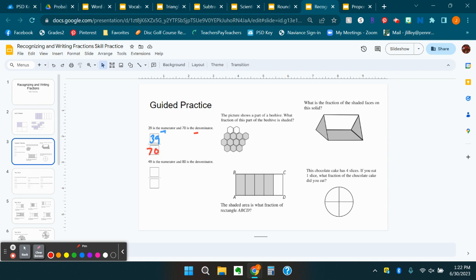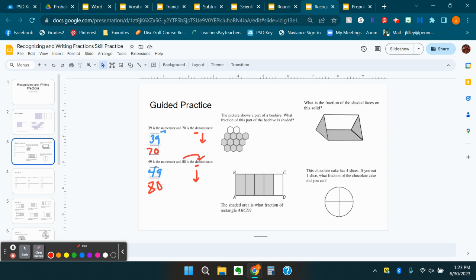You can also think of it like denominator down. They both start with the letter D, and that can help. In the next example, it says 49 is the numerator, so that's going to go up top. 80 is the denominator, that's going to go in the bottom. Remember, denominator starts with a D, down starts with a D. That can help you remember which goes where.